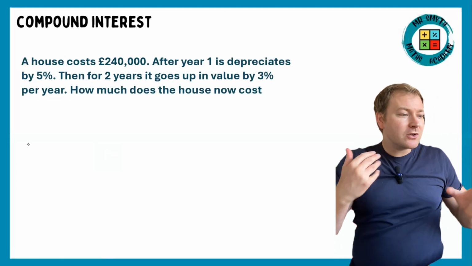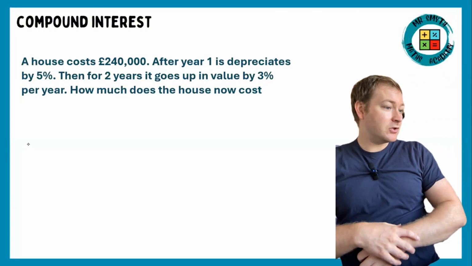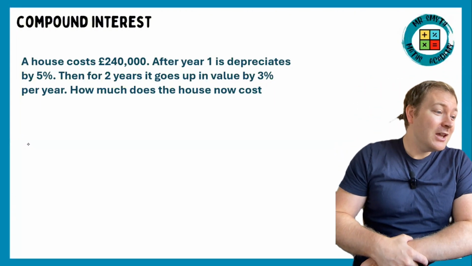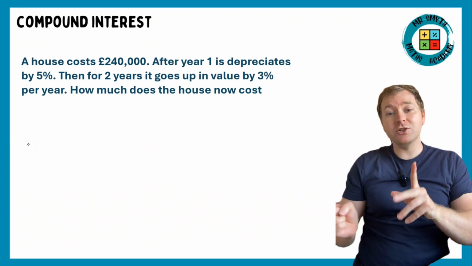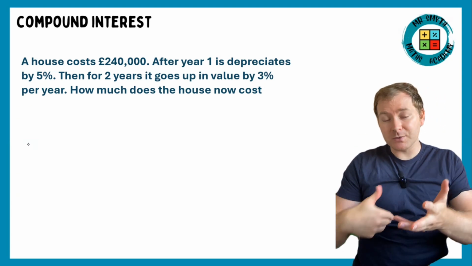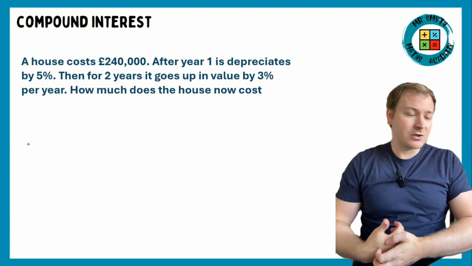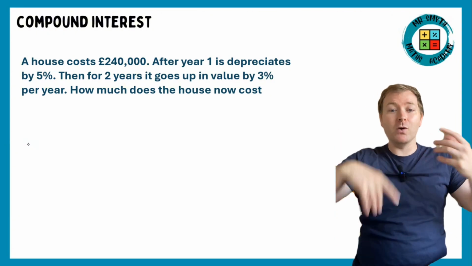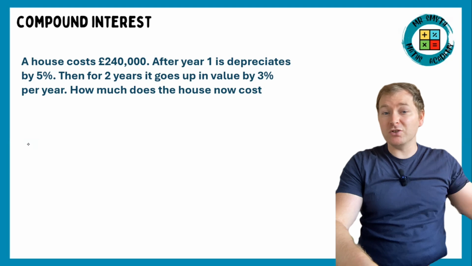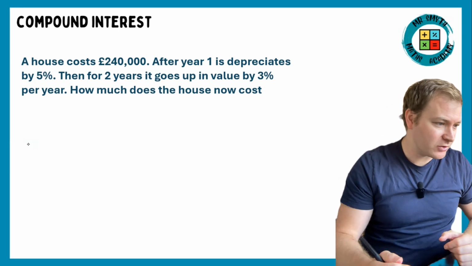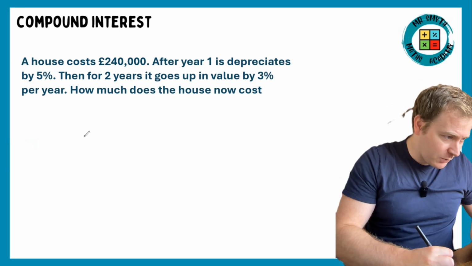Okay, so a house costs 2,000, not 2,000, that would be nice if it was 2,000, 240,000. After 1 year, it depreciates by 5%. So sometimes you might see these kind of questions. So it might depreciate, it might go up and down in different interest rates. It's fine. You don't need to always do to the power of, but you can do power of in certain parts of the question. So let's start off with what we know.